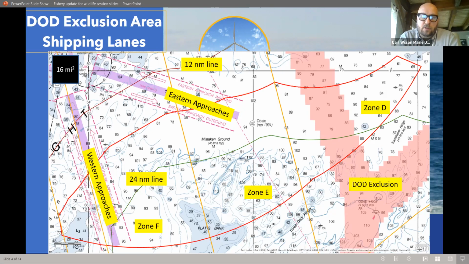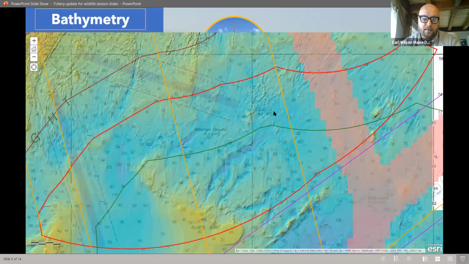This is the nautical chart on the screen right now, and there's this large area that has very few soundings, no lines at all, and this is the area that was added in. I think it's represented here. The mistaken ground really came in.